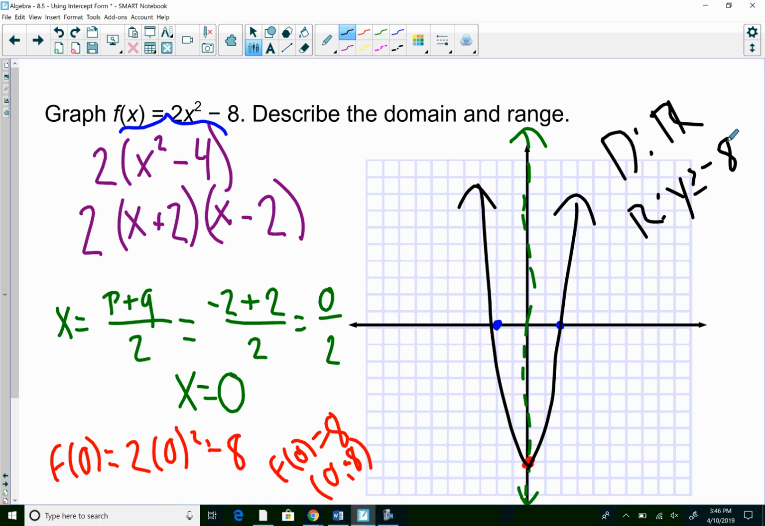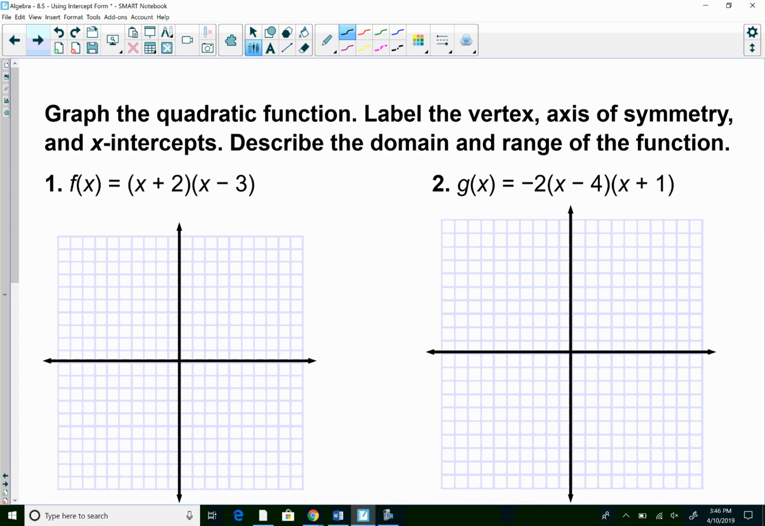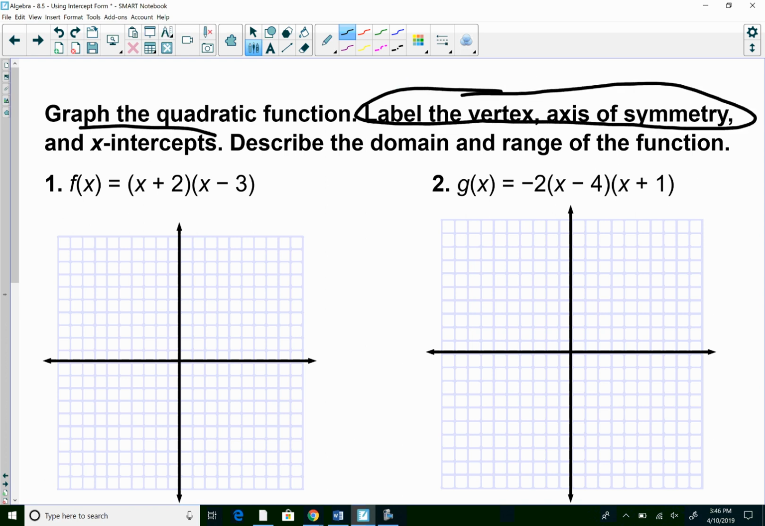So those are the first 2 examples. I want you guys to try examples 1, 2, and 3 on your note packets. So you have some similar directions here. They're just asking you to label all of the pieces. I know that I didn't on the last few, but just make sure that you're able to label them, find them, and then that's the same as the last example.